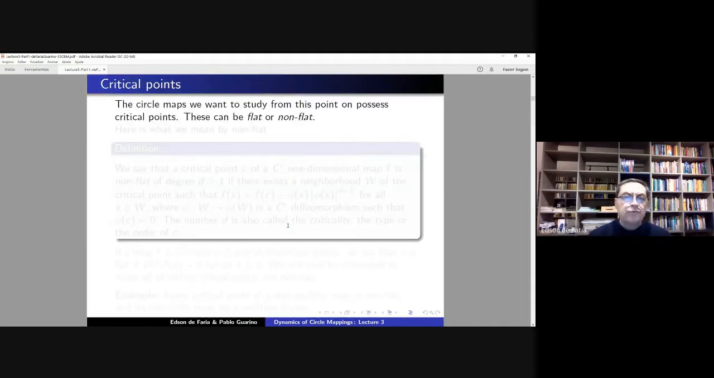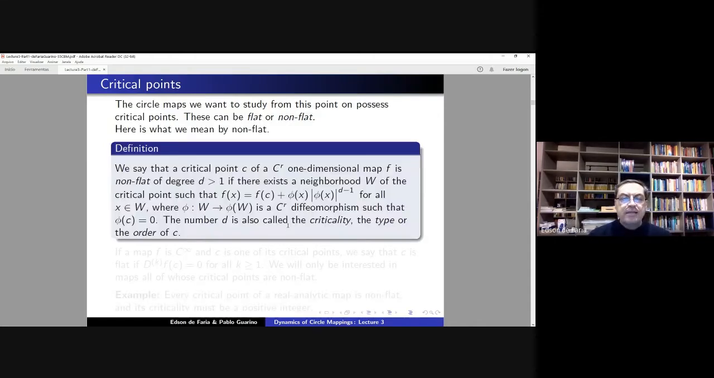So first, I want to tell you what kinds of critical points we are going to be considering. So when you have a circle map with critical points, the critical points can be flat or non-flat. So here's what we mean by non-flat. By non-flat, I mean that you have a certain coordinate system in which the map is essentially like a power law, okay? So the critical point has a certain degree, a certain exponent, d.